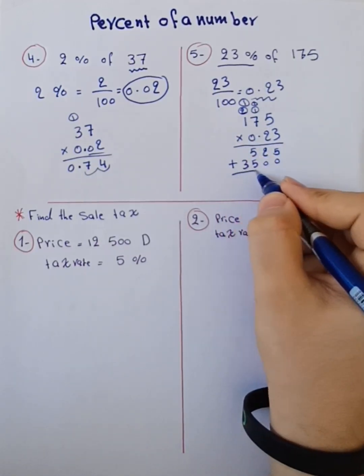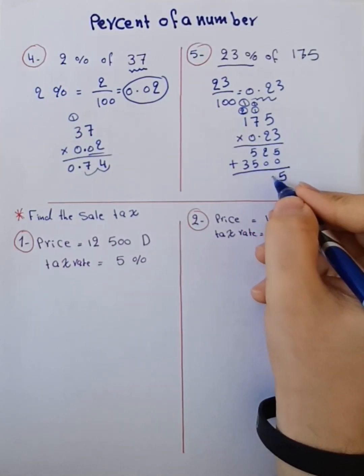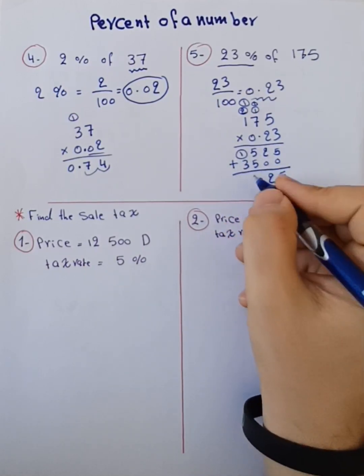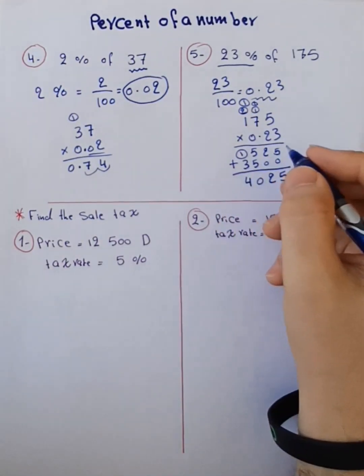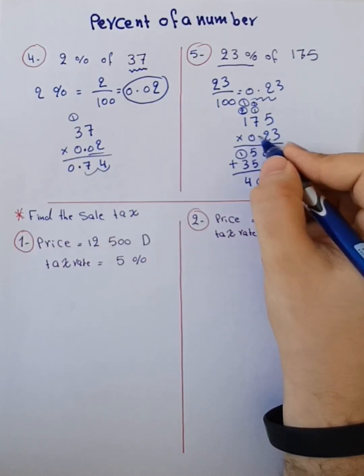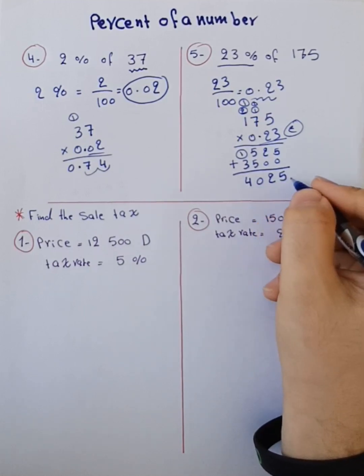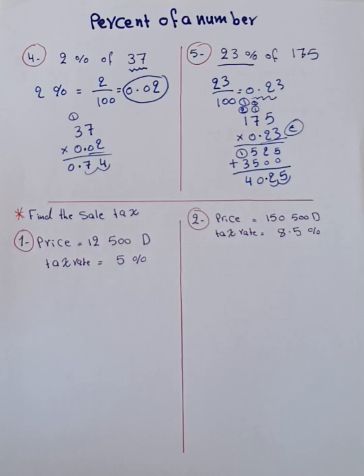And then we have to add the products. 5 plus 0 is 5. 2 plus 0 is 2. 5 plus 5 is 10. We have to regroup. 1 plus 3 is 4. After that, we have to write the decimal point in the product. In the second number, after this point, we have two numbers. So we have to skip two numbers and then write the decimal point. 1, 2. So the answer is 40.25.